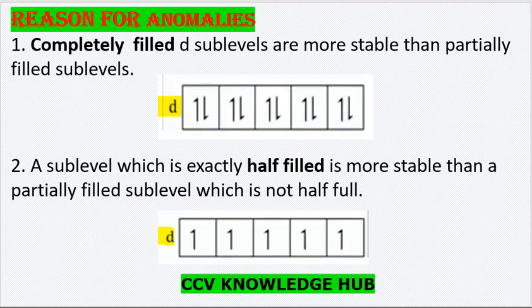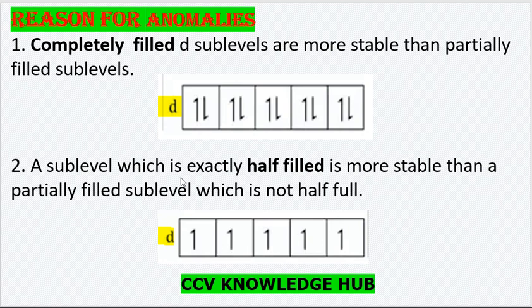Let's see the important concept, the reason. So what is the reason for anomalous electronic configuration? As I told in the previous chromium and copper slides, completely filled d subshells are more stable than partially filled subshells. Completely filled means d orbitals hold 10 electrons. Same way, half filled d orbitals are more stable.